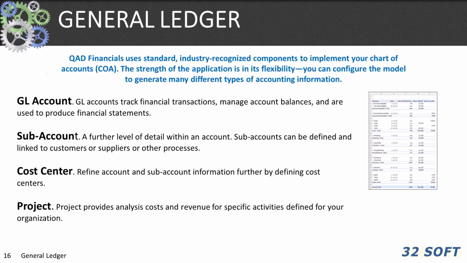The general ledger consists of a GL account. GL accounts track financial transactions. They manage account balances and are used to produce financial statements. A sub-account is a further level of detail within an account. Sub-accounts can be defined and linked to customers or suppliers or other processes. Cost centers refine account and sub-account information, and projects provide analysis, cost, and revenue for specific activities.